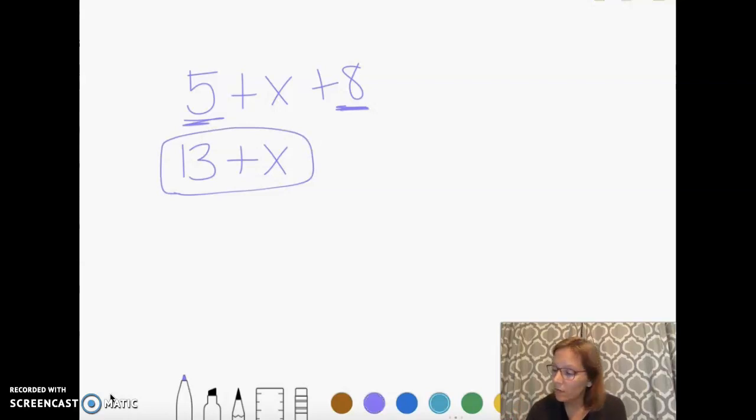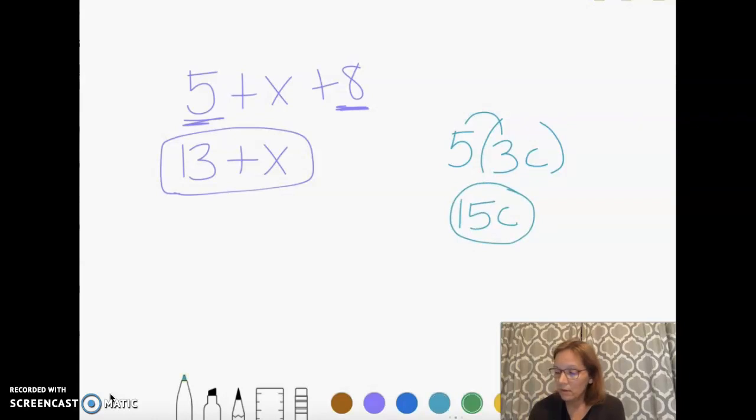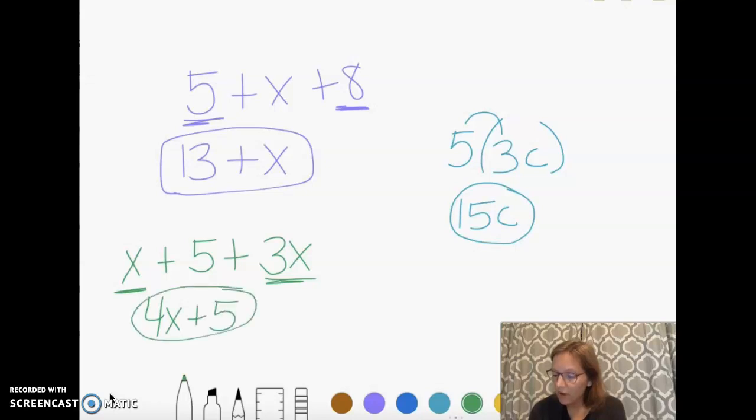Let's do another one. What if I have 5 times 3c? So now I'm just multiplying. 5 times 3 is 15, and make sure to write the variable down. And I'm moving a little faster because I'm running out of time. And then I might have x plus 5 plus 3x. So this time I'm combining my x's, because x plus 3x is 4x, and then the plus 5 is going to stay by itself because there's nothing to combine it with.